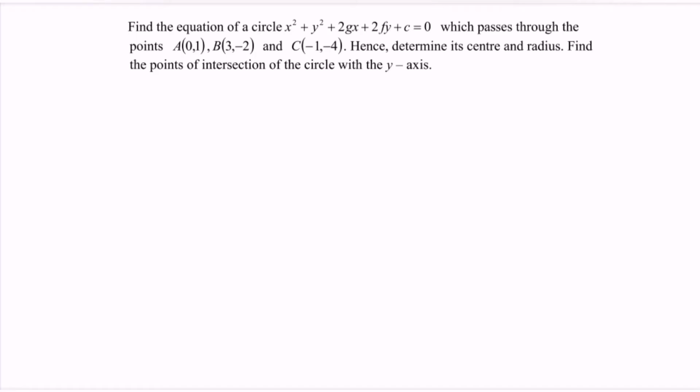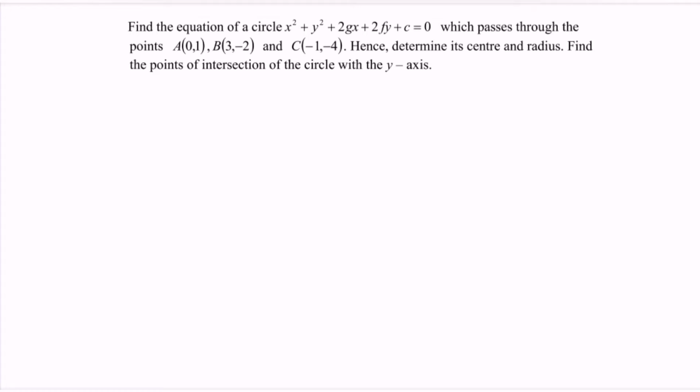Hello everyone, in this video I'm going to discuss the example for circle. Kindly refer to the question. Find the equation of the circle where we have x squared plus y squared plus 2gx plus 2fy plus c equals 0, which is the general form of the circle, which passes through the point A with the coordinate (0, 1), B with the coordinate (3, -2), and C with the coordinate (-1, -4). Hence, determine its center and the radius.